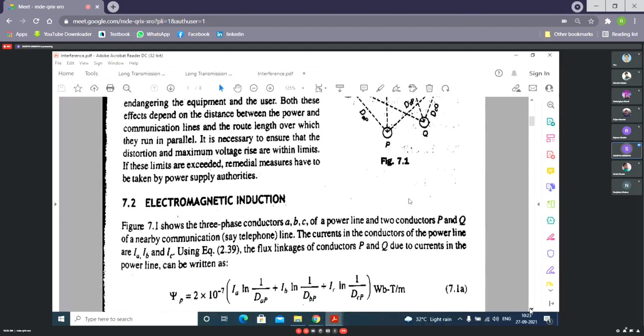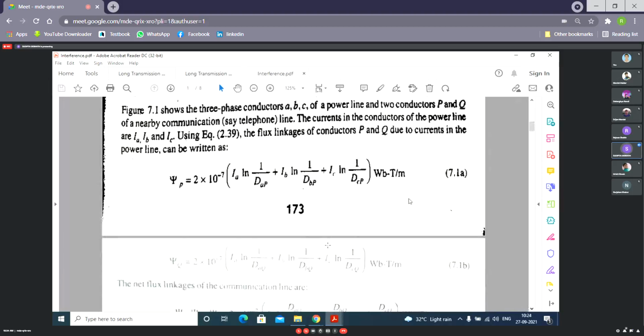You know the flux linkage in the conductor P due to the currents in all A, B and C of the power lines is this one. If you have forgotten, go through the line parameters, calculation of inductance, and you will find that when the conductors are arranged in the form of an array, this is the equation. That means the distance of the current carrying conductor A from P, then the distance of the current carrying conductor B from P, then the distance of current carrying conductor C from P. Similarly, if we consider conductor Q, you have to consider the distance of all the power lines from the conductor Q.